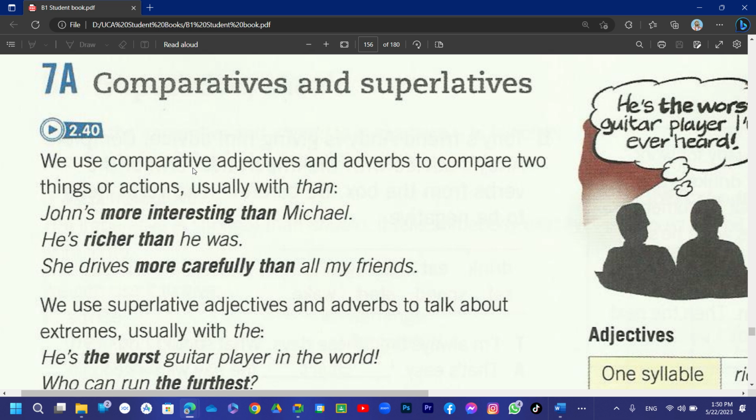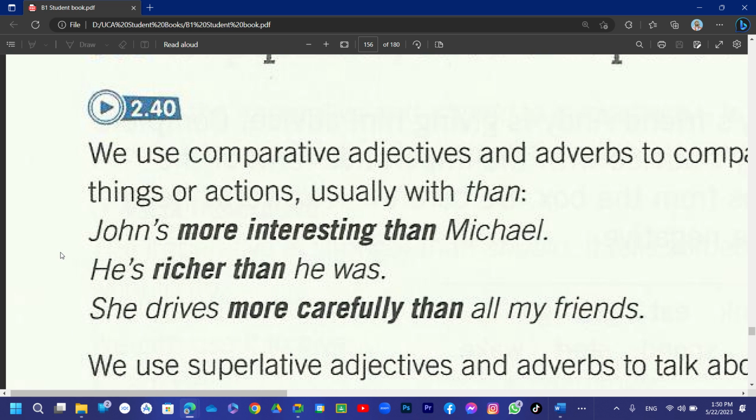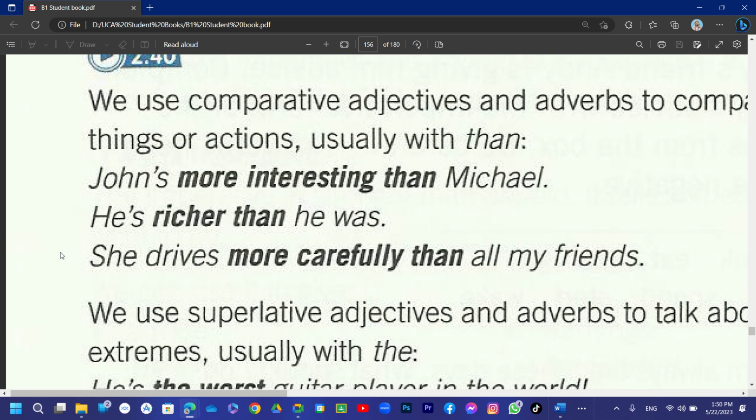We use the comparative adjectives or the comparative adverbs to compare two things or two actions, and usually, meaning most of the time, we use the word than. Kind of like John is more interesting than Michael, or he is richer than he was, or she drives more carefully than all my friends.